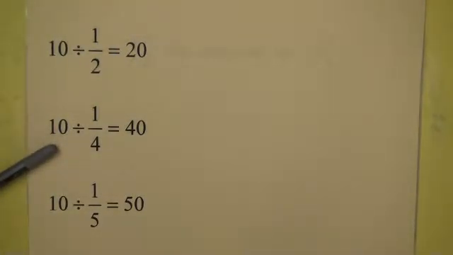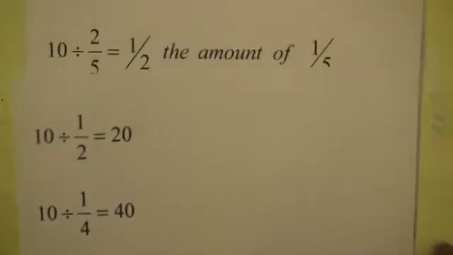Right? The answer is 40 because 1/4 goes into 1 4 times. Therefore, 1/4 goes into 10 well, 10 times that amount. So therefore, 40. Same thing, it follows obviously that 10 divided by 1/5 is 50. Now this next one, 10 divided by 2/5.